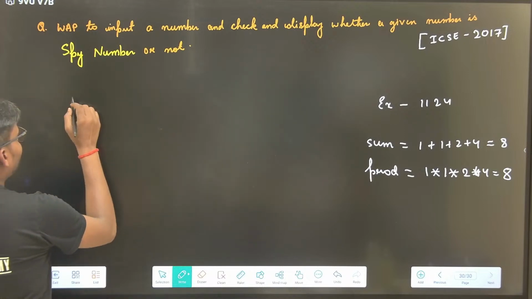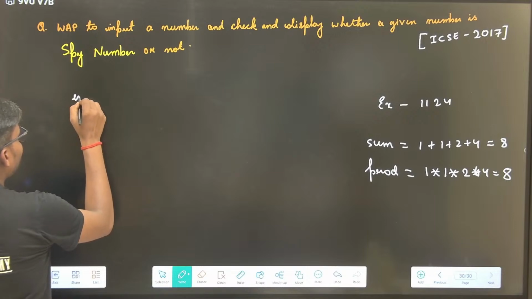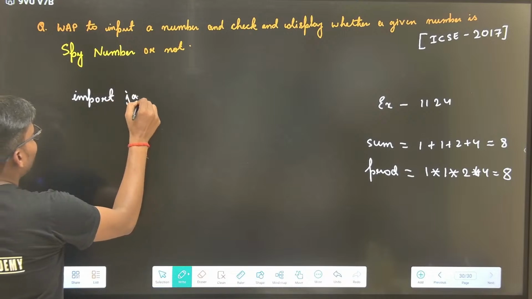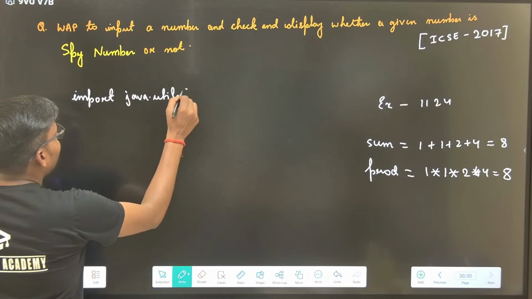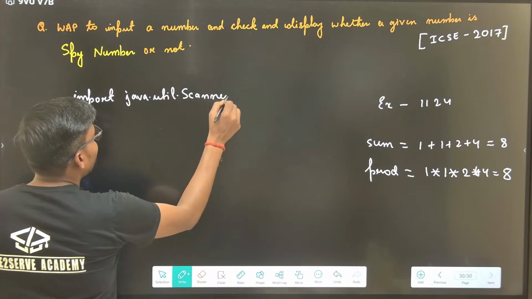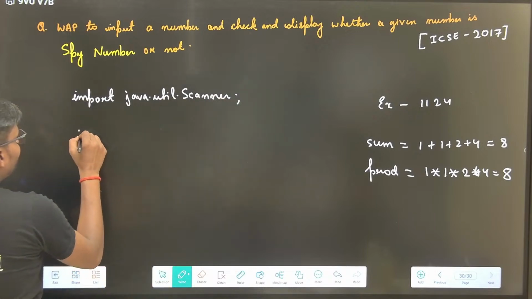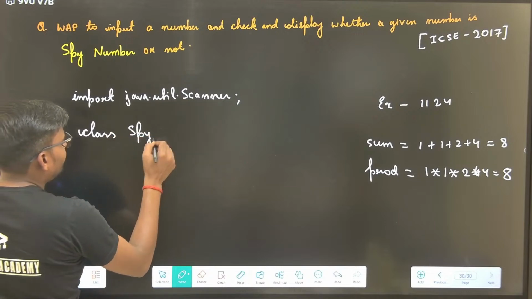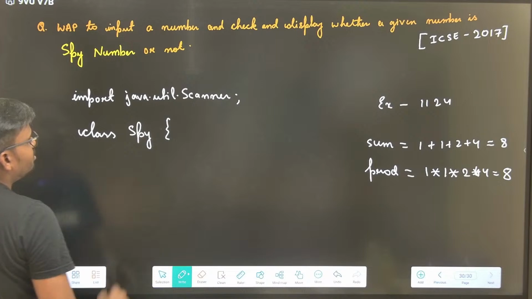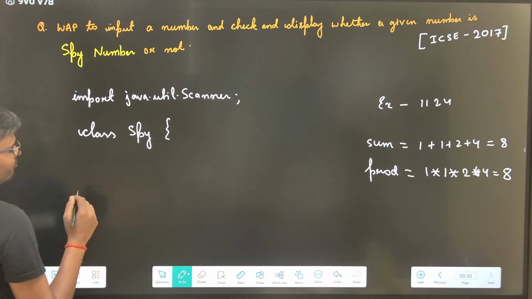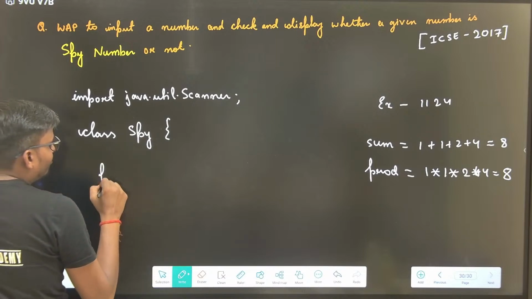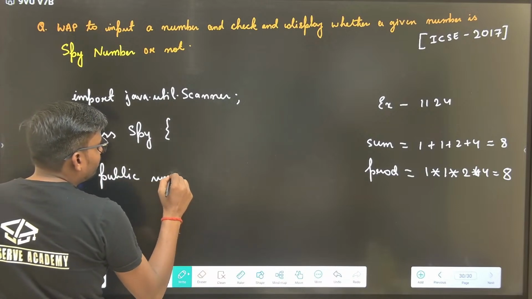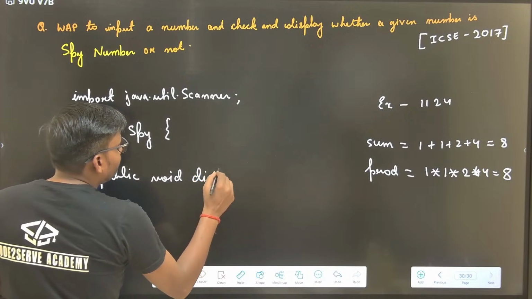Okay, so again we have to take input. So what you will do, first import java.util.Scanner. All right, now you'll write class SPI. You can give any name, I'm just giving the name SPI. All right. Now again, we'll create one public method, public void display.